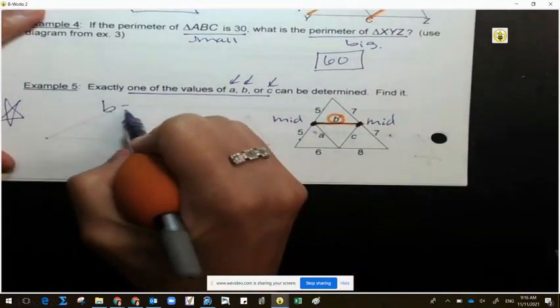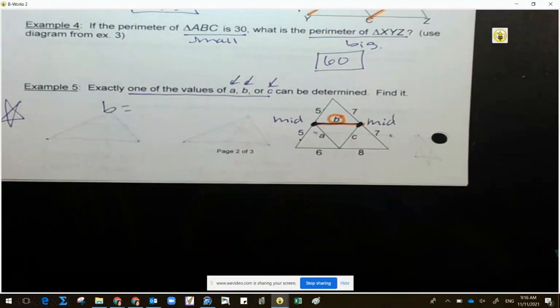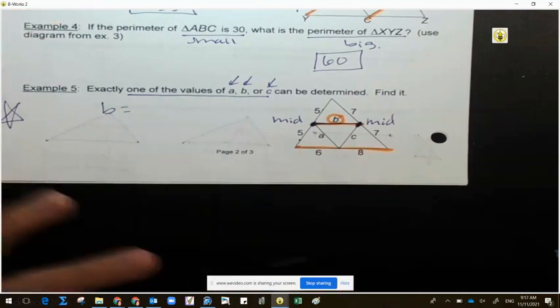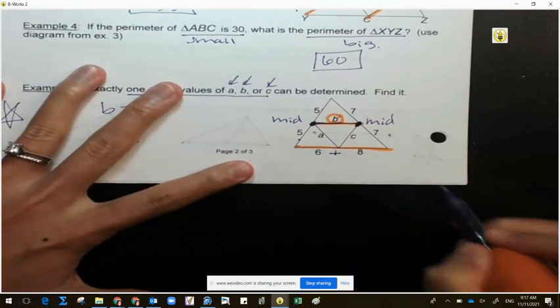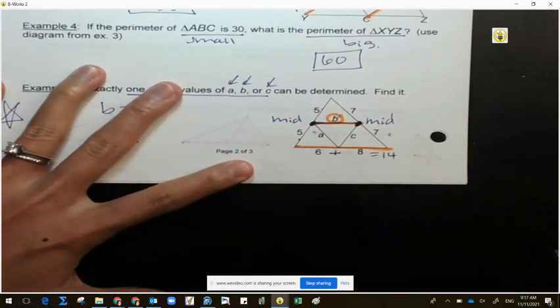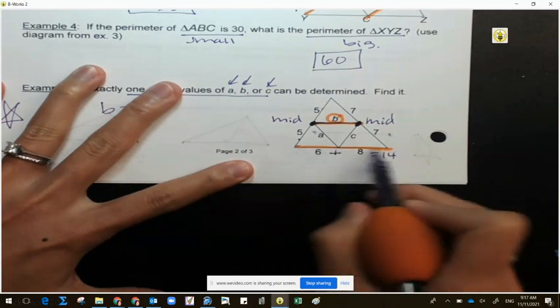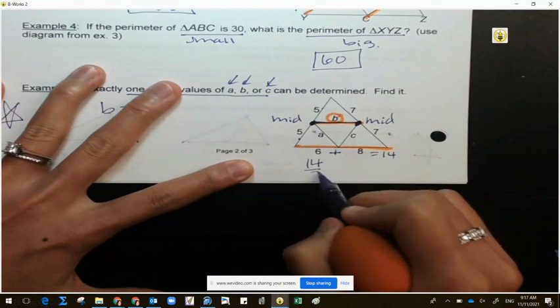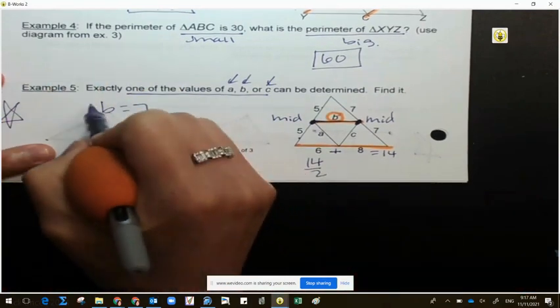So let's write out B. We can determine B. And then once I have this, I want you to highlight the parallel part. On the parallel part, you might go, well, 6 and 8 is different. It doesn't matter because the bottom line, when I put this together, has to be 14. And when I know my long segment is 14, the shorter parallel has to be what of it? Half of it. And so we know B is going to be 7.